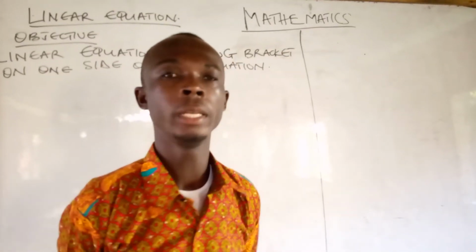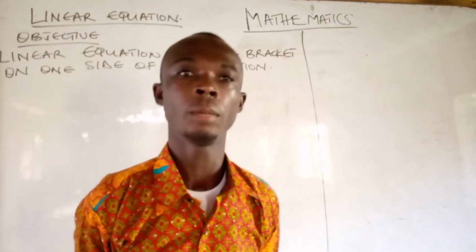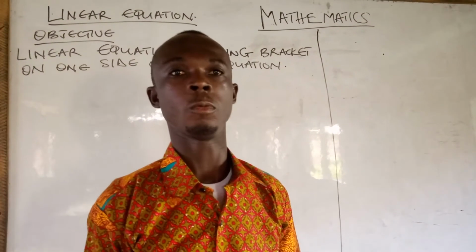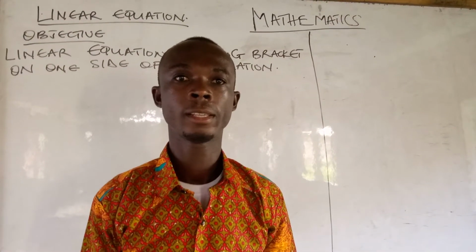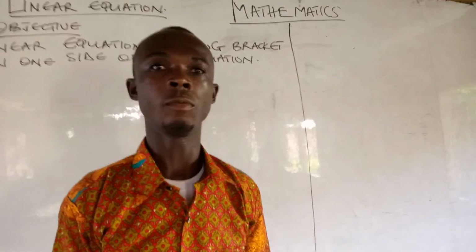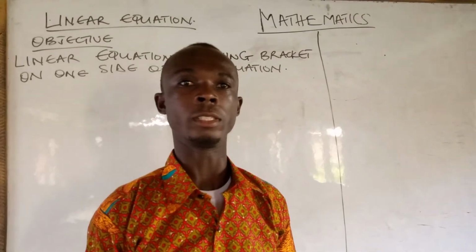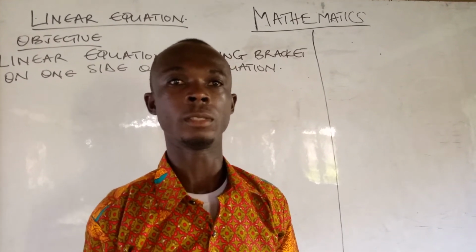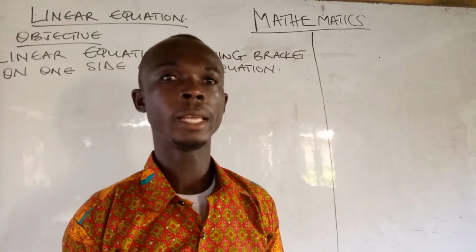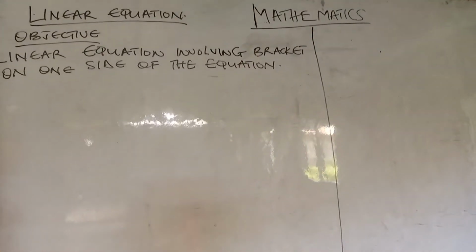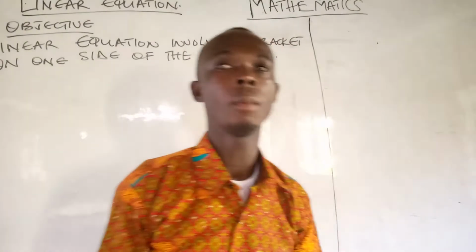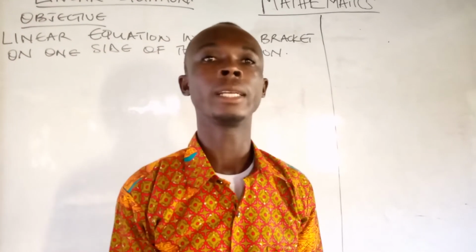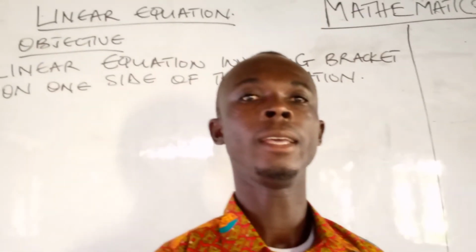We have five main types of linear equation, but I have grouped it into 7 types because I want to make it simple. In our previous lessons, we have learned linear equation involving a variable on one side of the equation and linear equation involving variable on both sides of the equation. This morning session, we want to learn linear equation involving brackets on one side of the equation. But in our schools, they treat it as linear equation involving brackets, and this is right.